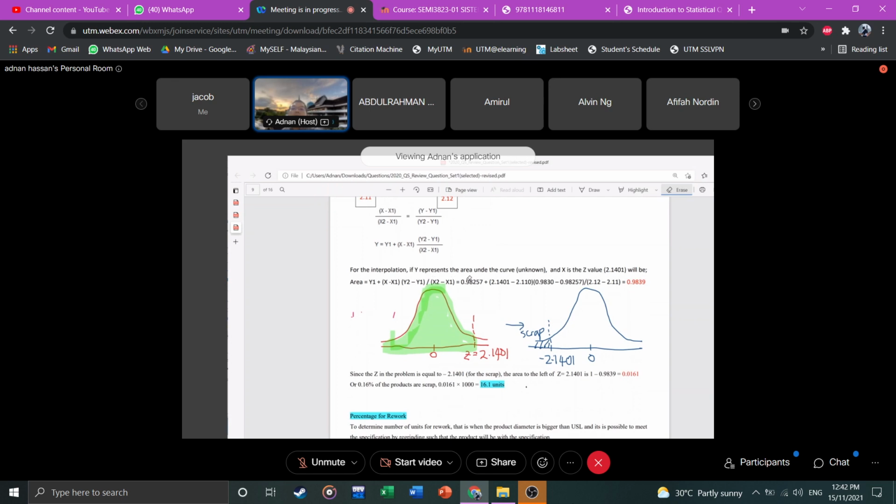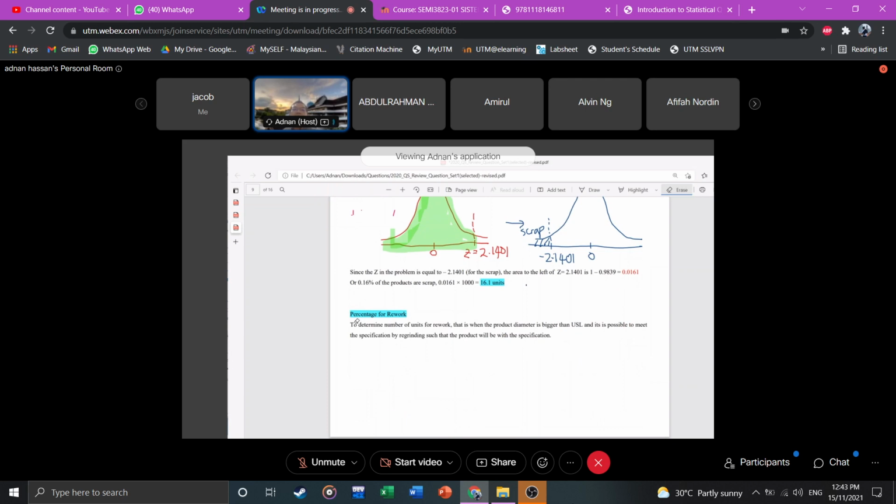So the area will be 0.9839, but because we want the left side, it will be 1 minus 0.9839. Because the area under the curve is 1, if we subtract from the right, because it's positive and we want the negative one, it's going to be 0.0161. So meaning that only 0.16%, okay, 1.6% will be scrapped. So out of 1,000, it's going to be 16.1.